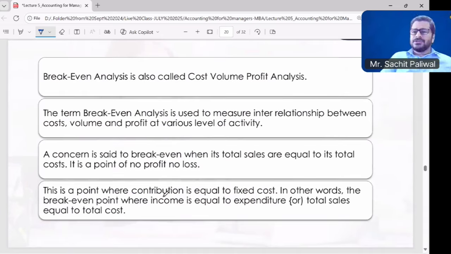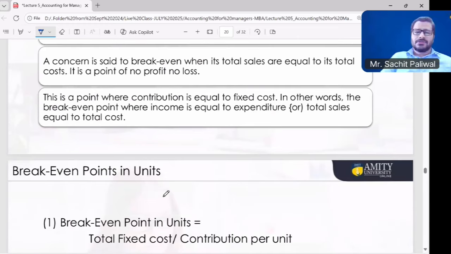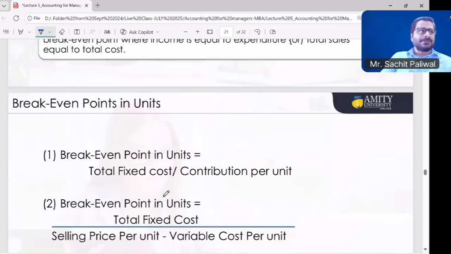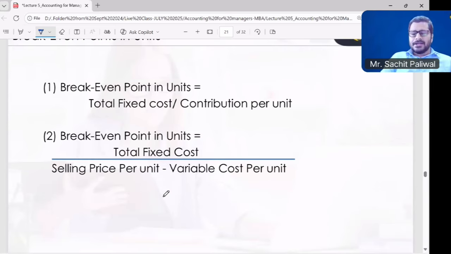Okay. In the same way you can do the analysis for break even. Break even is also formula based. The concept I have already explained, that break even is all about no profit, no loss.